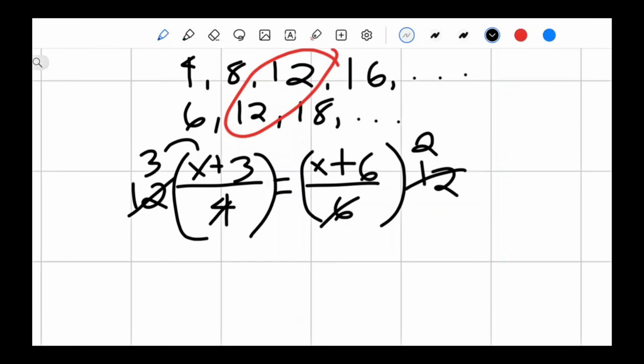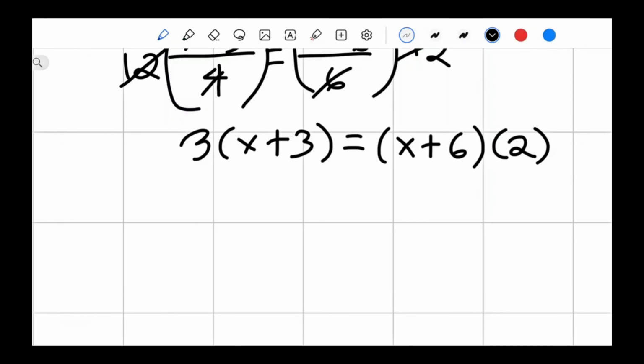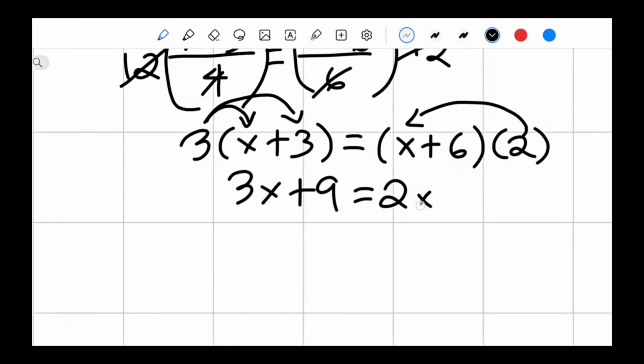So we have 3. Okay, so let's just write first the simplified form. 3 times x plus 3 equals x plus 6 times 2. Okay, next, let's distribute the 3 inside the parentheses. So 3 times x is 3x. 3 times 3, we have plus 9 equals, so 2 times x is 2x, and 2 times 6, we have 12. Now we combine like terms.